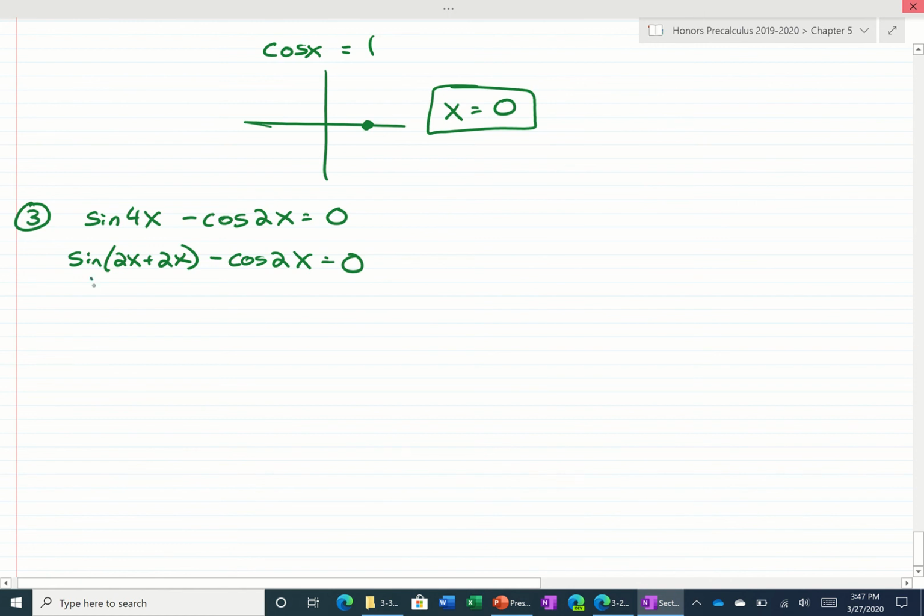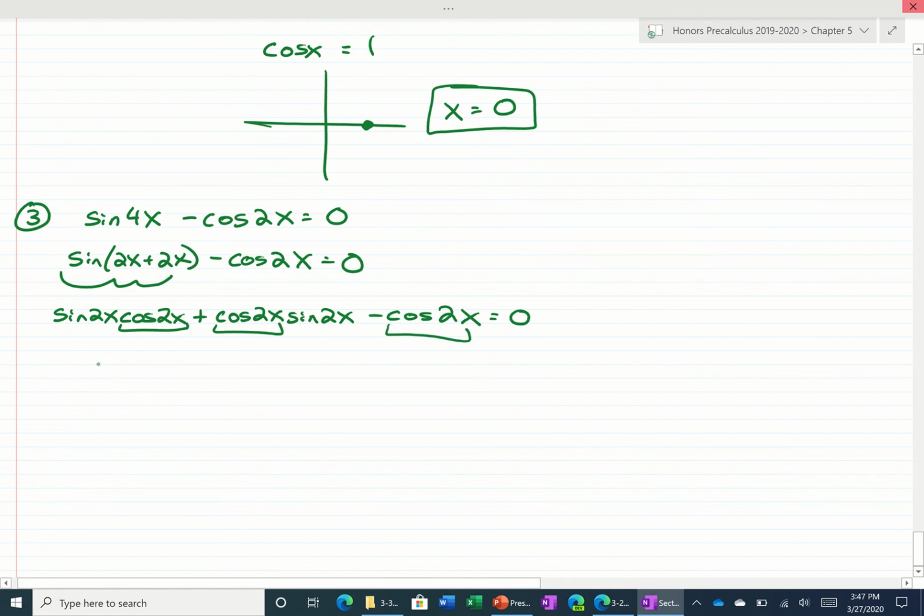The formula says we could write this as sine of the first, cosine of the second, same sign, cosine of the first, sine of the second. Now I'm looking and I see cosine of 2x, cosine of 2x, and cosine of 2x. So let's factor it out and see what we're left with.